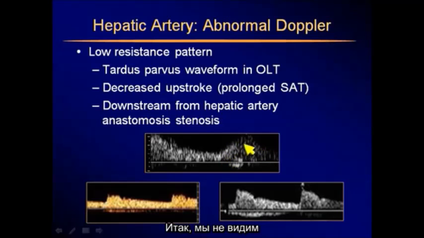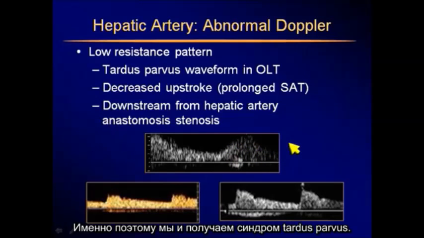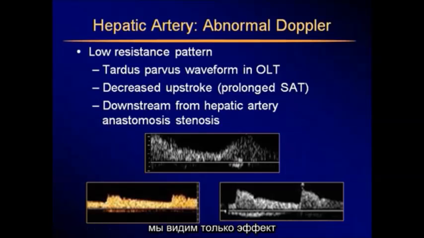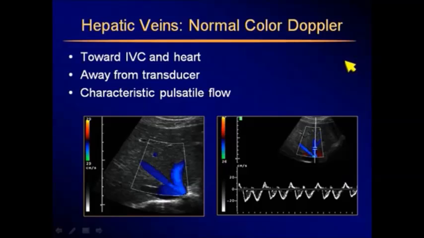So we are not seeing the flow through the stenosis itself, but we are seeing the flow downstream from the stenosis when the flow has lost energy and is trying to relaminarize and is weak. And that's why we get the tardus parvus syndrome. So we don't actually see the stenosis, we just see the effect of the stenosis downstream in a transplant.